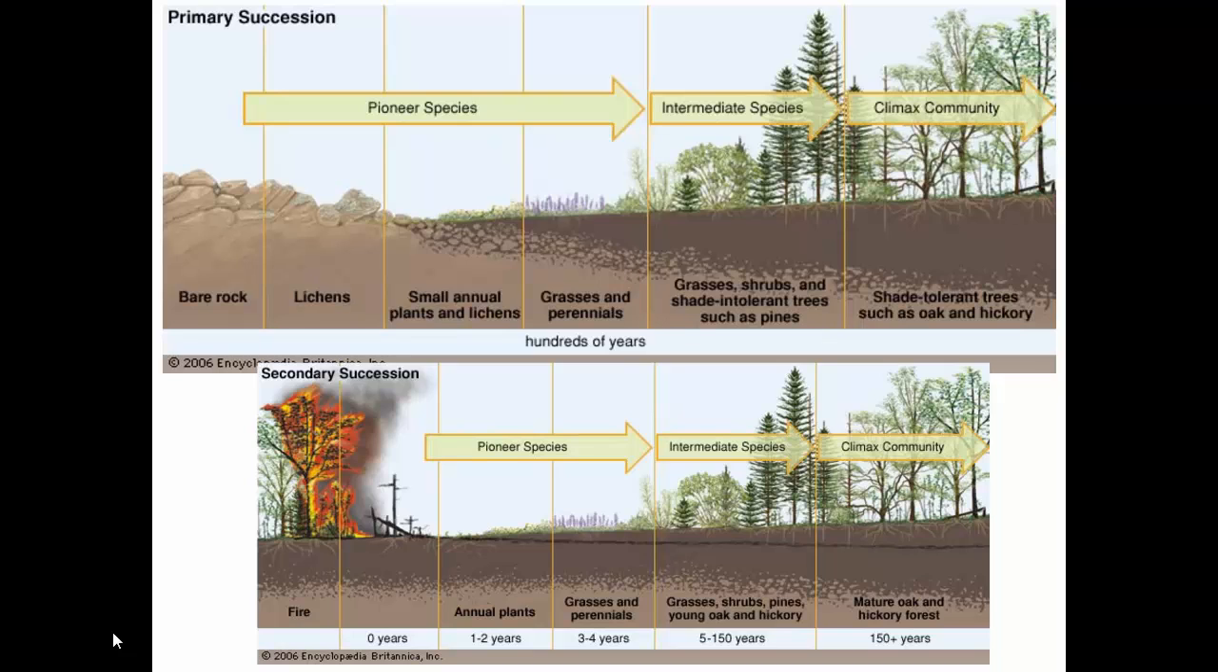Secondary succession is when there's some sort of disturbance, a fire, plowing under a field, something like that, that resets the ecosystem and starts succession over again. That would be secondary succession.